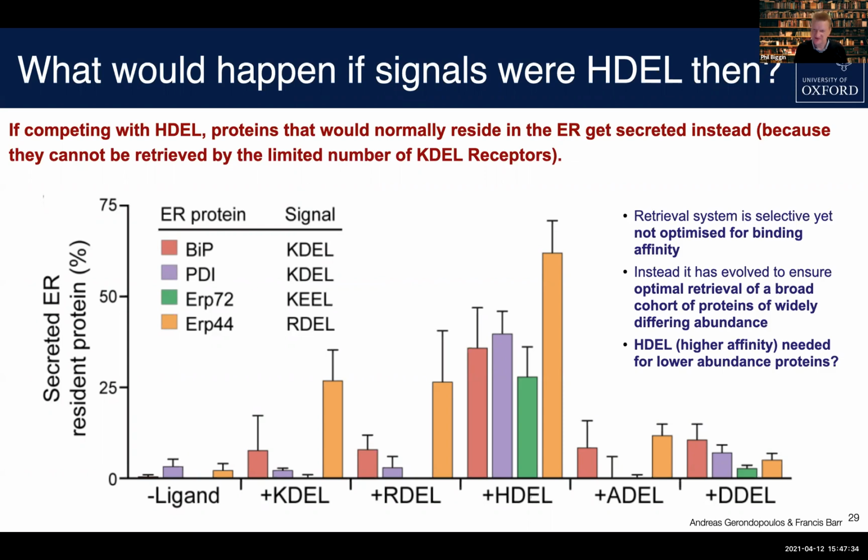So the essence of this is that the retrieval system is selective, but it's not optimized for binding affinity. So this is a rather strange concept in many ways, okay? It's actually optimized to retrieve a broad range of different proteins of differing abundance, okay? And you need the HDEL. This is the clever bit, if you want, because you need the HDEL, which has a higher affinity. You need that for the lower abundance proteins because there's less of them hanging around. So you need some way of making sure you can fish those out when you need to. And so as long as they've got the higher affinity signal, then you will successfully retrieve them, right? So that's what we think is actually happening.